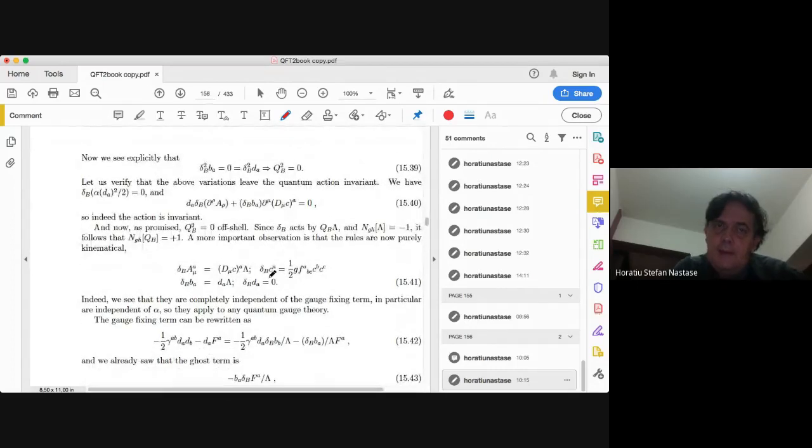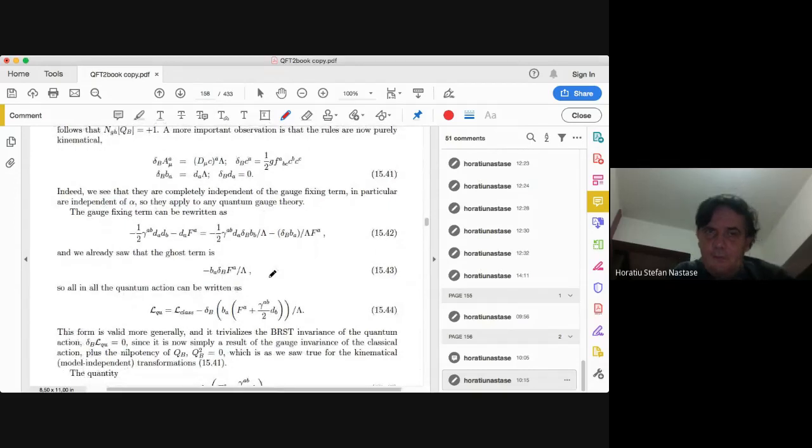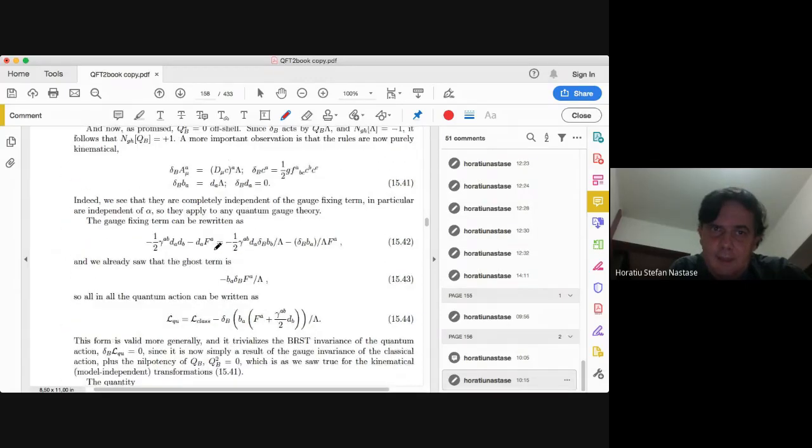So this formulation is very nice. We have seen that now Q_B squared is 0 off shell, and Q_B acts kinematically. Now, one more observation is that the Gauss term can be rewritten as minus B times the variation of the gauge fixing function divided by lambda.